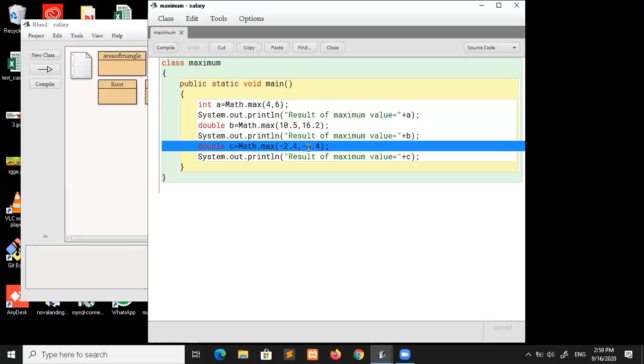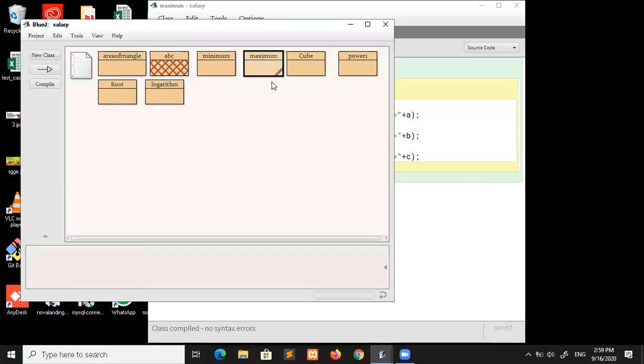9, 8, 7, 6, 5, 4, 3, 2, 1, like that, right? So in the same way the negative format is also there, so the range is increasing. So the maximum number is here, the -2.4, and the minimum is -6. So I'll just compile this program and I'll execute it.